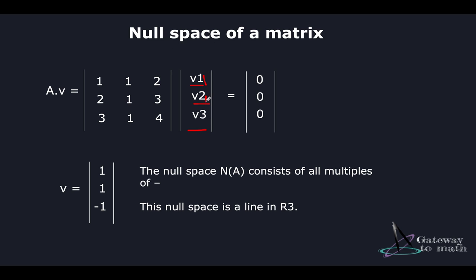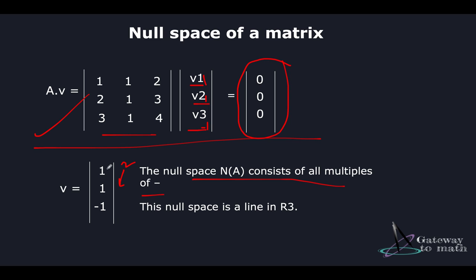So if it's 1 here and minus 1 here, it's like 1 plus 1 is 2, and then you're subtracting it from this value, so this becomes 0. Again, similarly for the second and third rows. So we're actually getting all 0 entries here. Then the null space N(A) consists of all multiples of this vector. So if you multiply it by 2, you get 2, 2 and minus 2, which would also satisfy this condition. 3, 3 and minus 3 will also satisfy the condition. So any scalar multiple of this vector will satisfy this condition, and so this is the null space of this matrix.